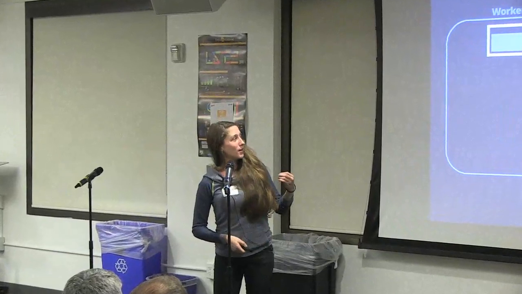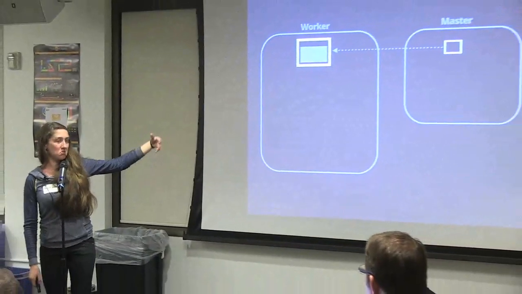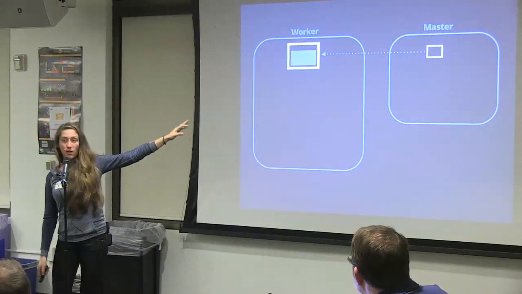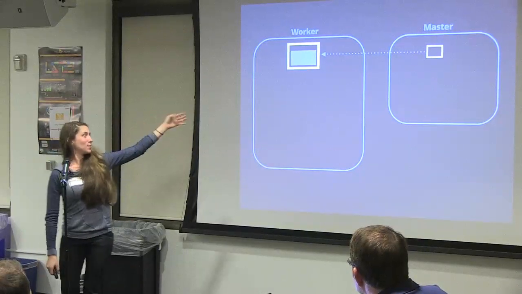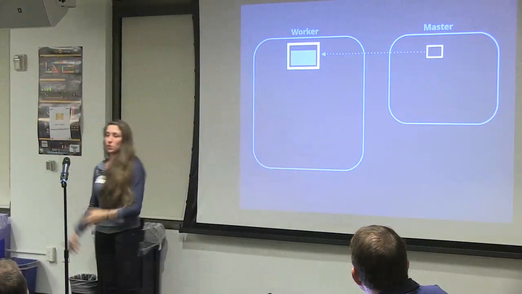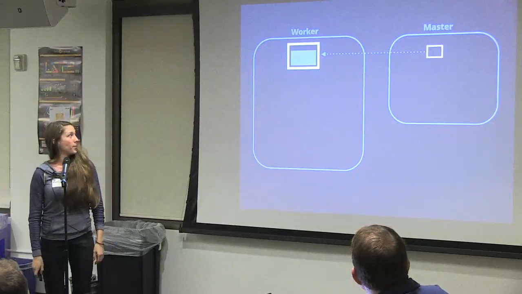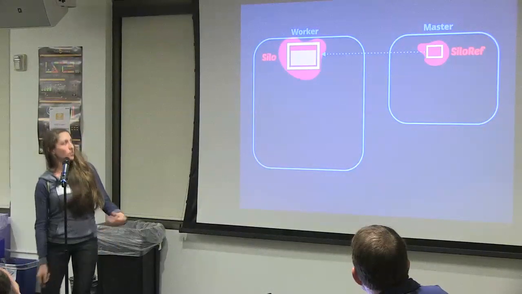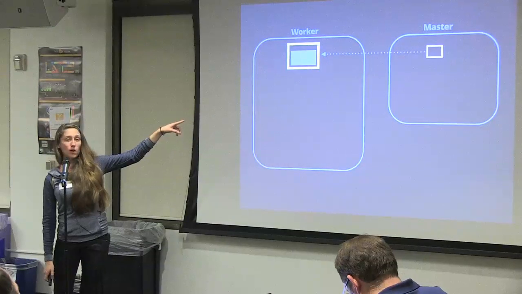Forget about master and worker, it doesn't matter. These are just two different machines. On one machine, you might have a silo ref, which is the thing on the right, sorry. And on the other machine, you would have this big, chunky, blocky thing. It would be the actual data container, the thing that holds the data, the thing we call a silo. And the idea is that you build a data structure by operating on the silo ref.